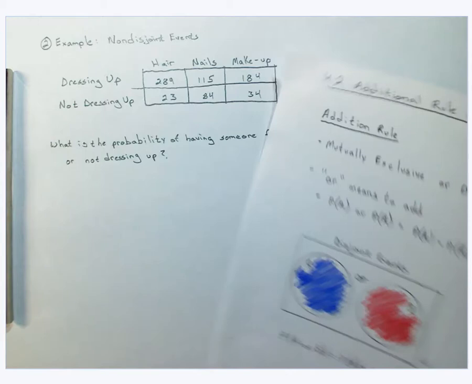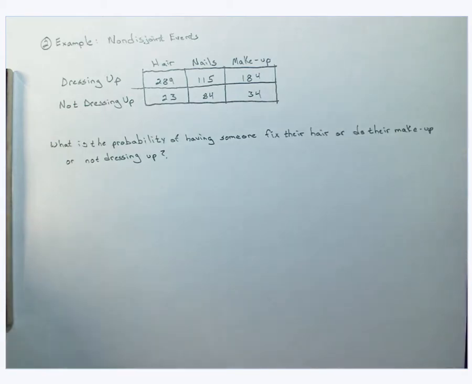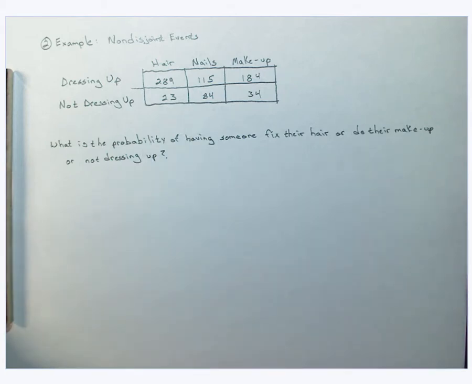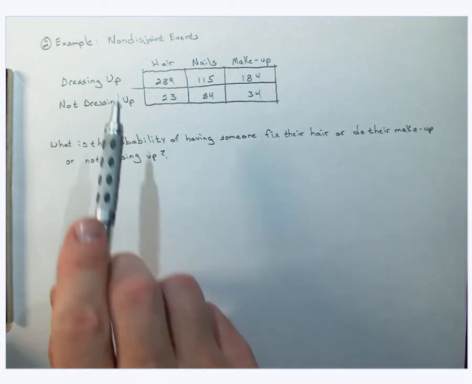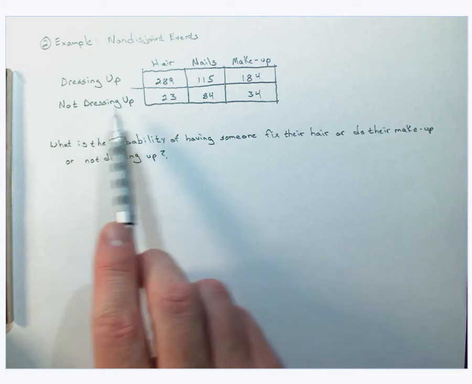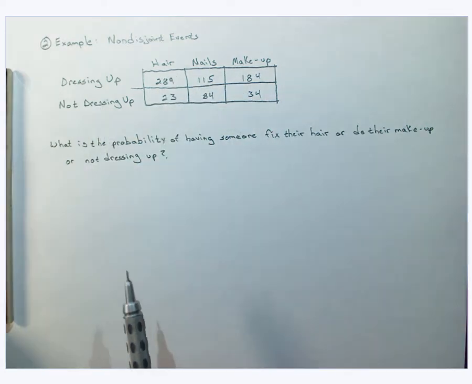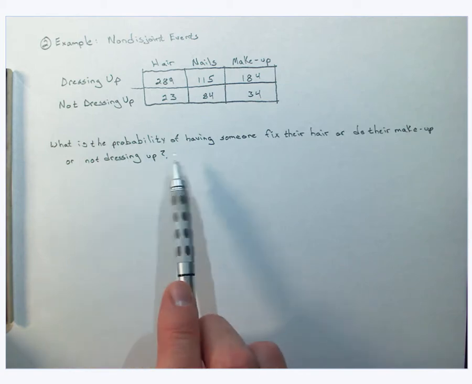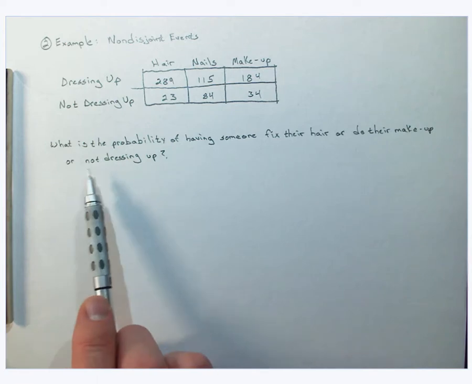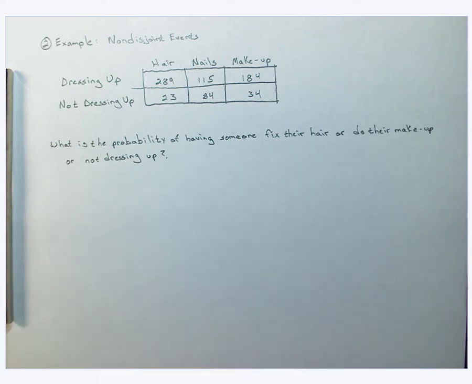Again, I showed that the formula for compound events in calculating probability works for both of those. So here's our problem. Non-disjoint events are compound events, and there was a study done looking at people, and it looked at whenever they dress up, do they do their hair, what about not dressing up, and hair and nails and makeup. So this is what we're asked. What is the probability of having someone fix their hair or do their makeup or not dressing up? So that's what I'm asked to find.